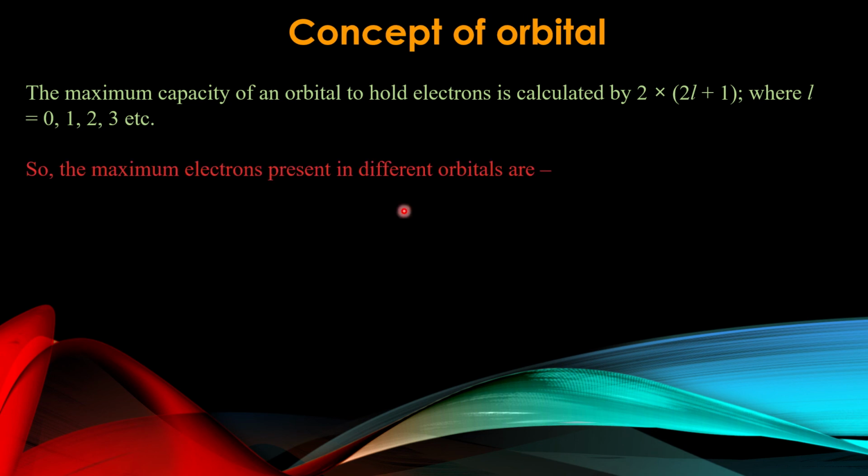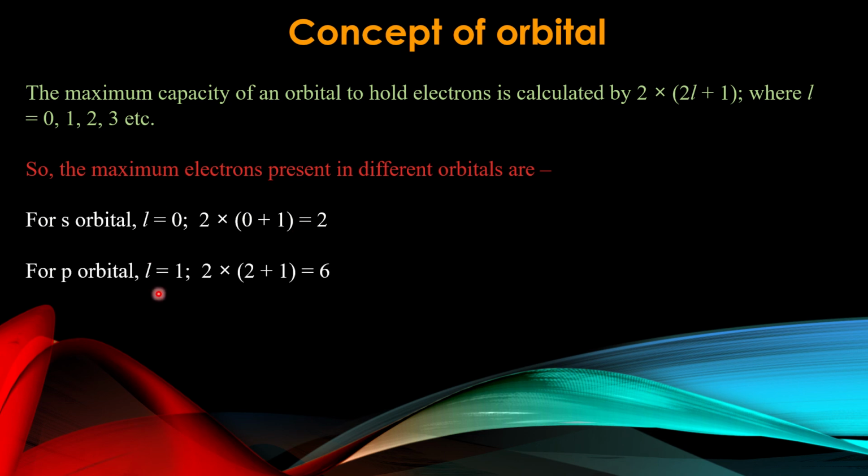So the maximum electrons present in different orbitals are, for s orbital, when L is 0, then it comes 2. So the maximum electron holding capacity of s orbital is 2. It is for every s orbital. For 1s, 2s, 3s, 4s, for every s, the maximum electron holding capacity is 2. For p orbital, it is 6. L equals 1, so 2 into 2L plus 1 comes to 6. The maximum electron holding capacity of every p orbital is 6. 2p, 3p, 4p, 5p, every p orbital can hold a maximum of 6 electrons.